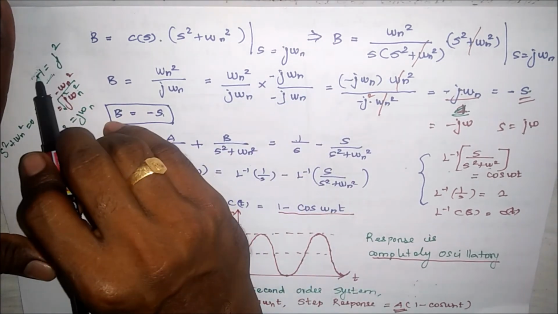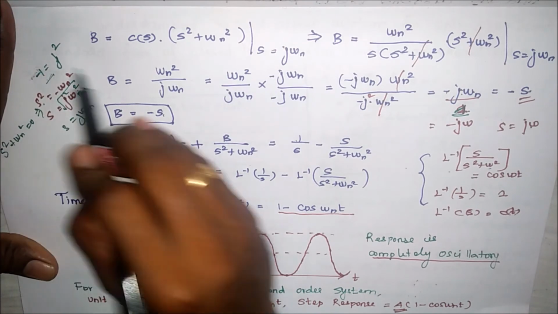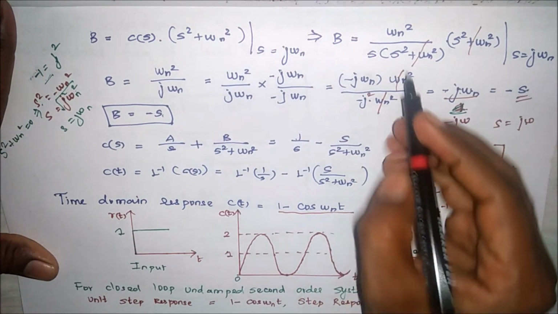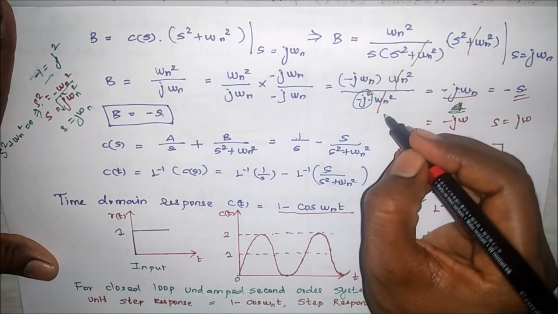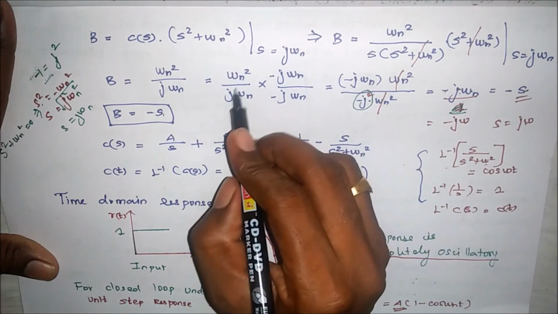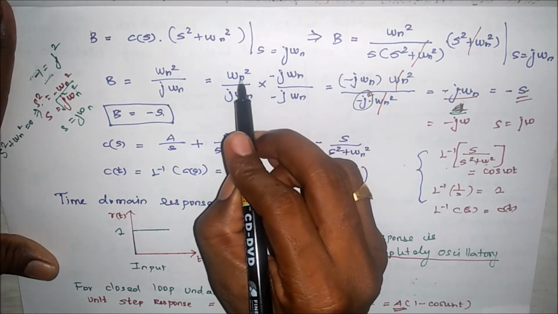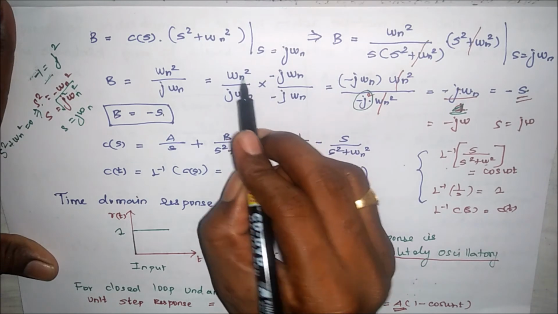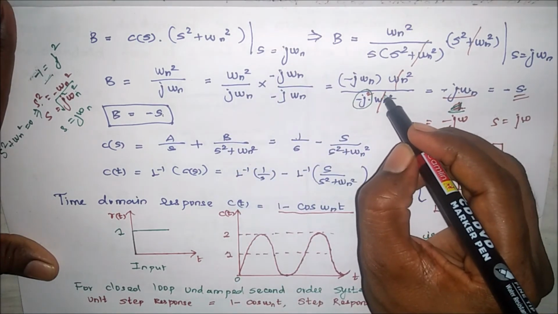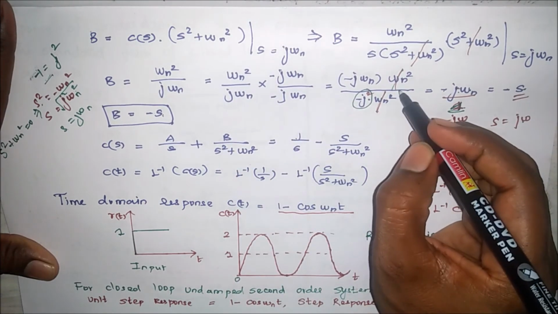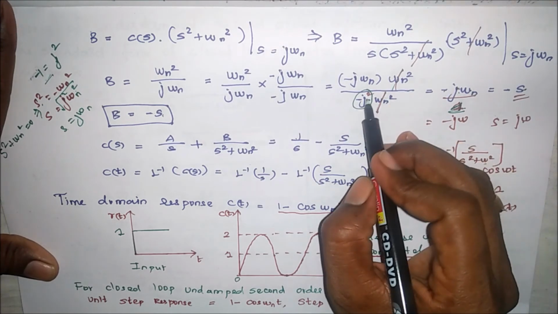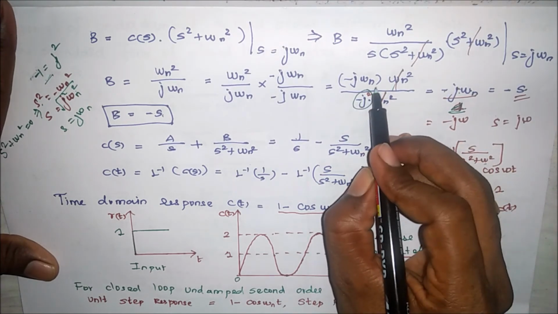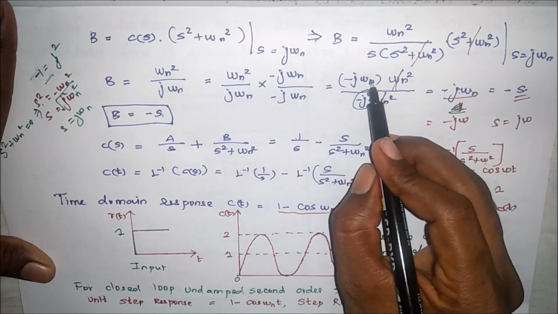We know j square equal to minus 1, so 1 equal to minus j square. So instead of this term, it will become 1 plus 1. If you multiply these two, minus j into omega n into omega n square, this omega n square and this omega n square will get cancelled. This will become plus 1. Therefore here minus j omega n.